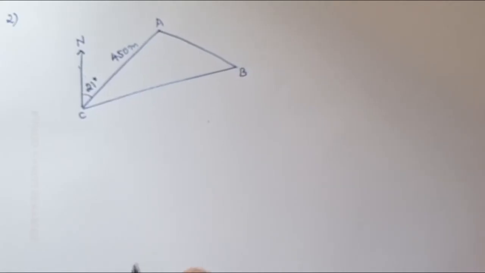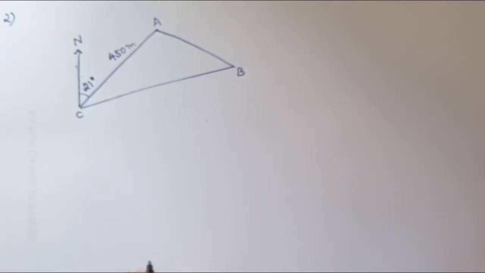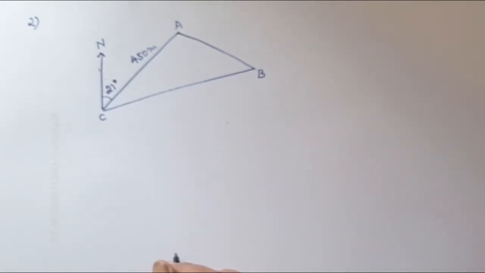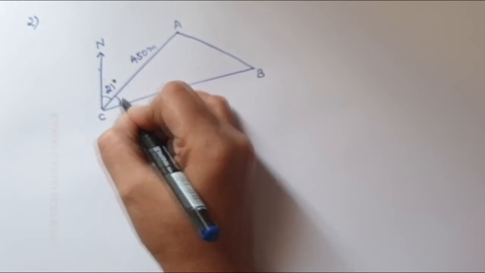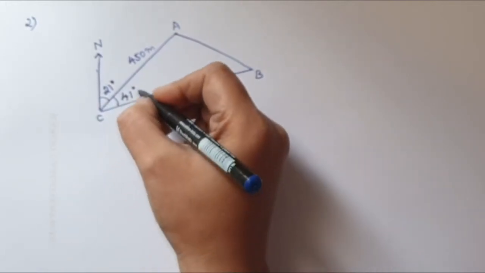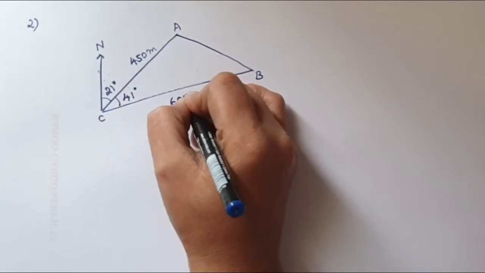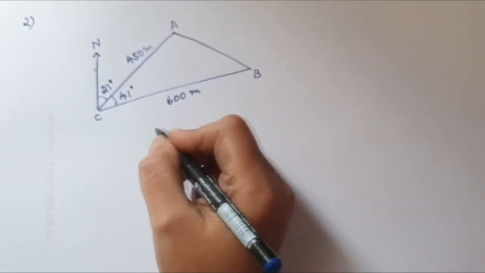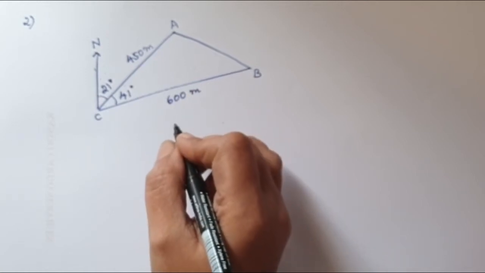Now for the second question, the diagram is given to us. We have angle ACB is 41. Only this angle was not written in the diagram. So this angle is 41 and here 600 meters. These two measurements are not given, but it was given in the question, so we just put in those values.